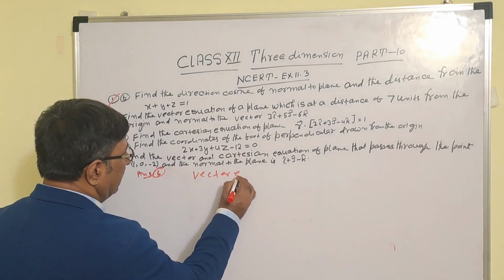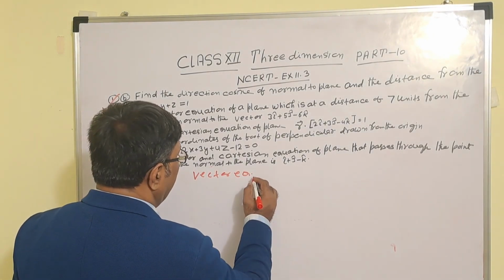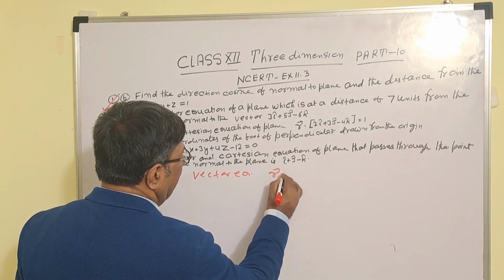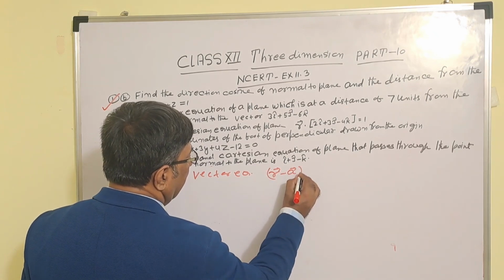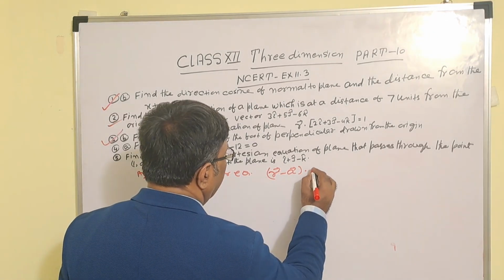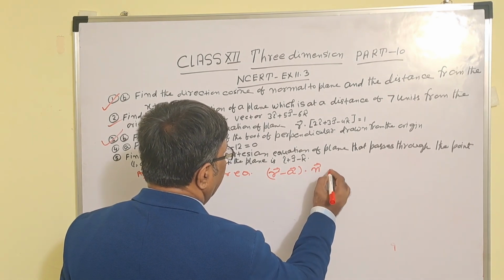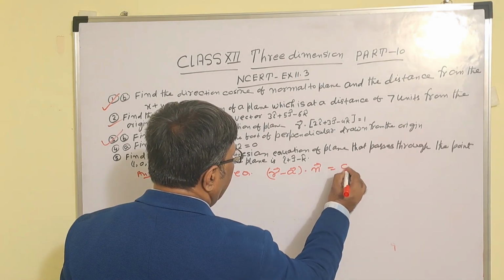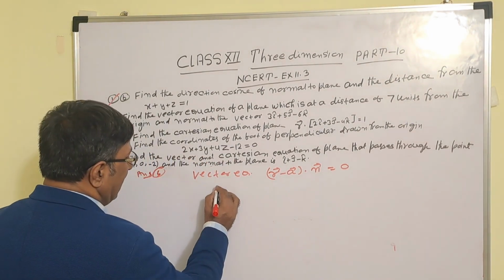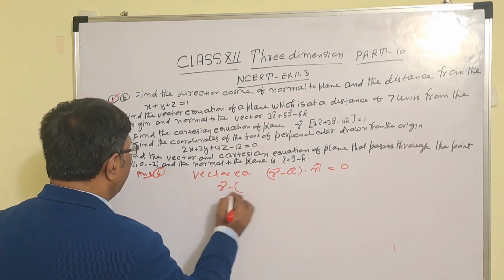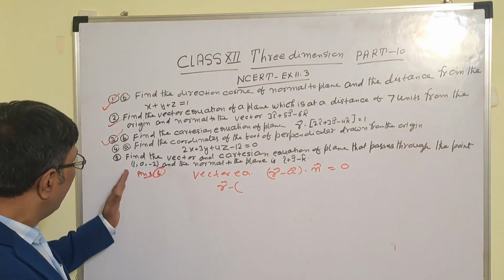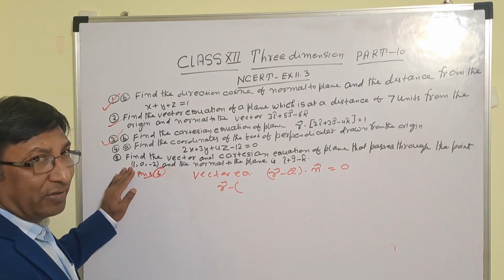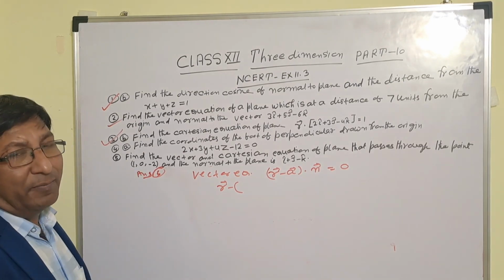The vector equation of a plane is what? The format is: r vector minus a vector, dot n vector, equals 0. So here, the point is given as (1, 0, -2). So the a vector will be: x coordinate is 1, y coordinate 0 and z coordinate -2.